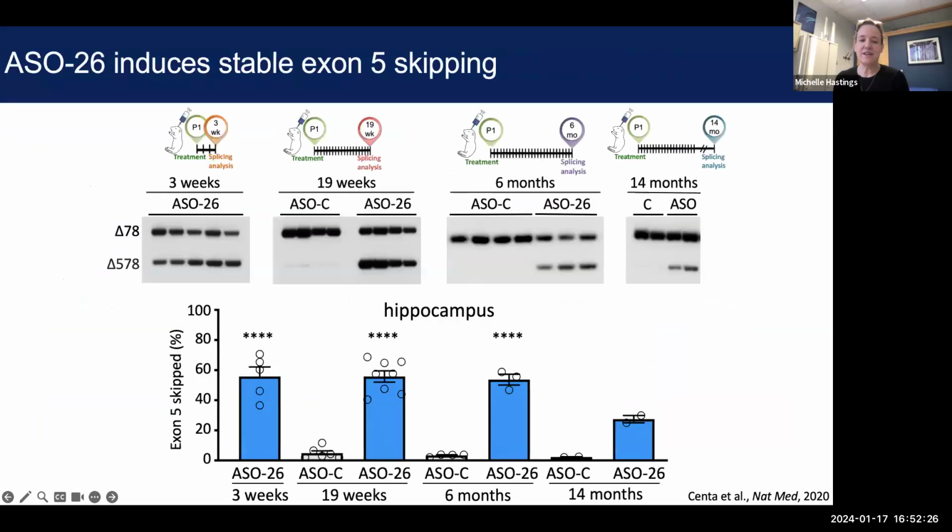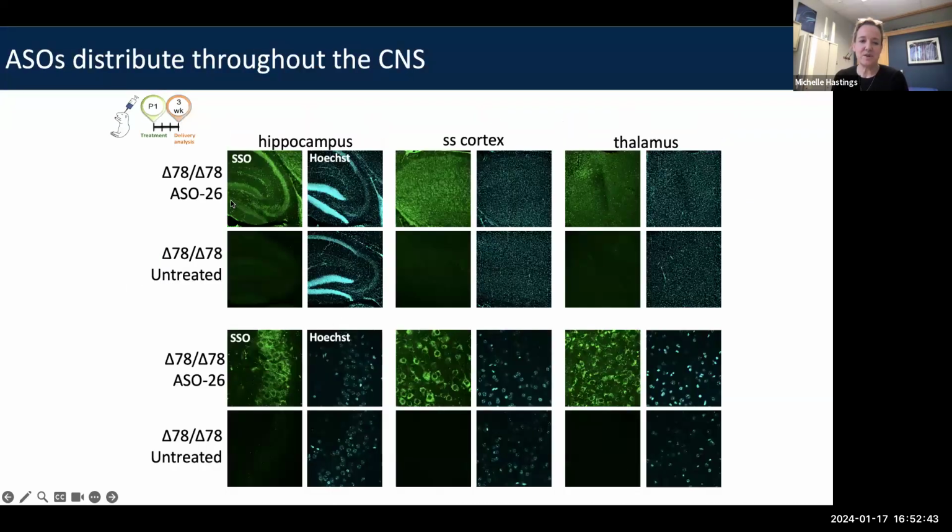We were really excited by how great this oligo worked. After neonatal injection out to 14 months, here's the skipping activity. Some of it is lost, but it lasted for a long time. This is an antibody to the ASO. These are untreated, and then the ASO is staining in green. These are the treated ones, and you can see in the hippocampus, the cortex and the thalamus, this is just a blow up. You can see we get really great distribution of the ASO throughout the brain.